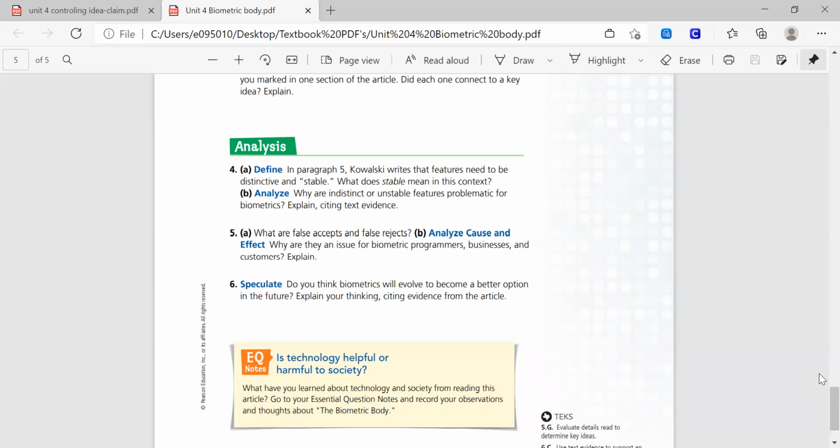Question 5, part A. What are false accepts and false rejects? What are false accepts and false rejects? You're going to have to go back in the article and get that answer.